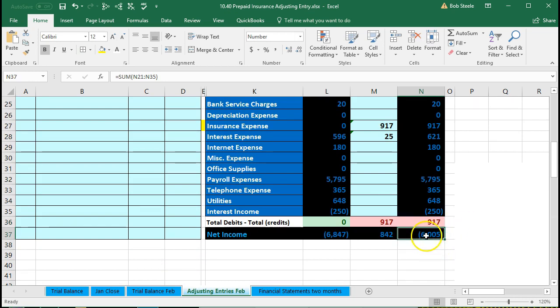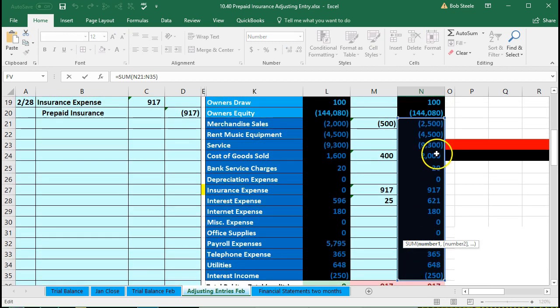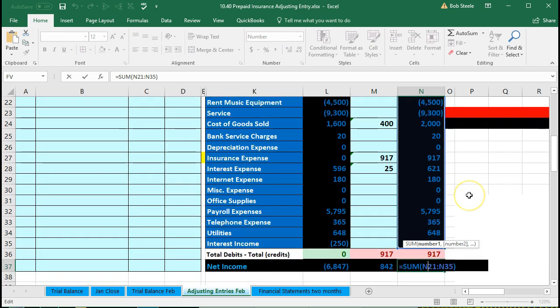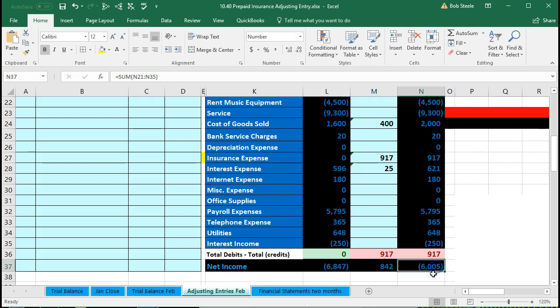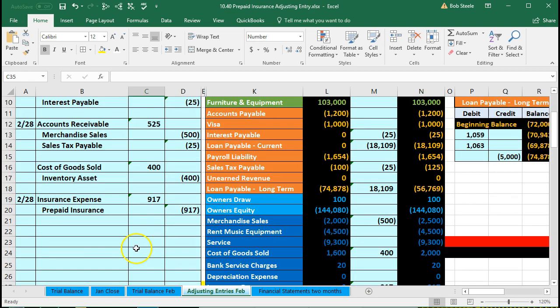So the effect on net income here, remember net income is the revenue of credits minus the debits of expenses. This is income on this sheet. This is where we started. This is the activity that has happened, and we are now reduced in income from 6,847 down by 842 to 6,005. Let's record the other side now.